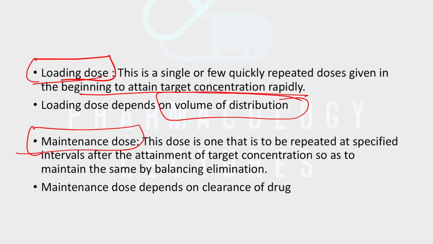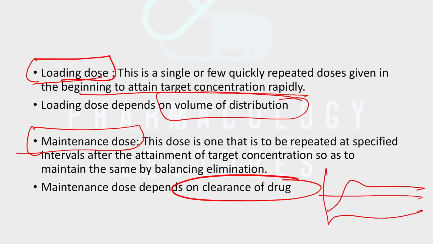And maintenance dose means we need to maintain the concentration above the therapeutic level for longer times. That is mainly decided by the clearance of the drug, how quickly it gets cleared or how much time it takes to get cleared. Depending upon that, we can decide the frequency of dosing so that the level of drug concentration remains above the therapeutic level. So that is loading dose and maintenance dose.